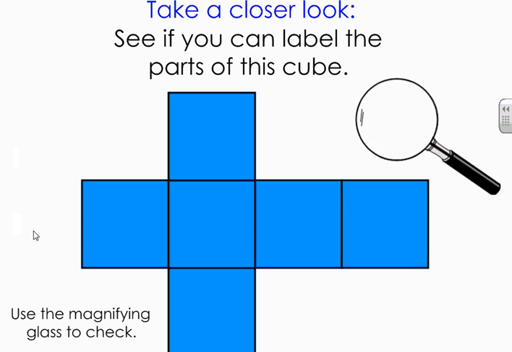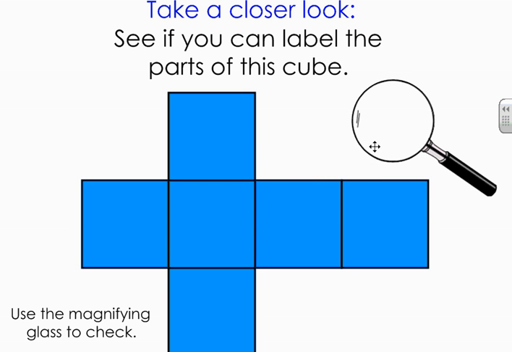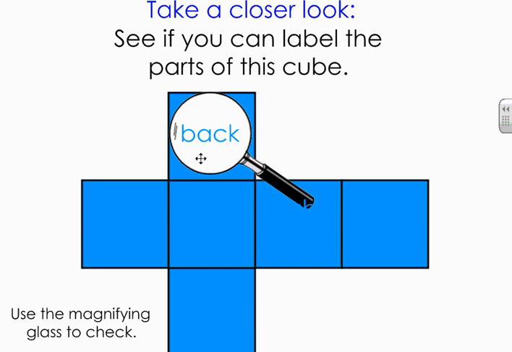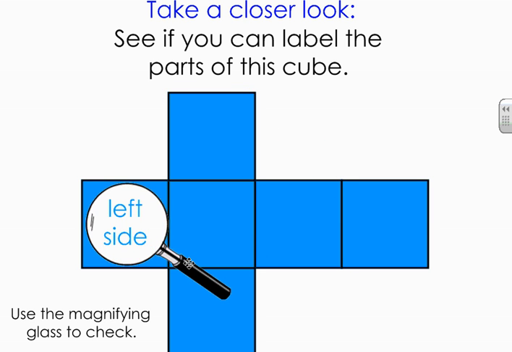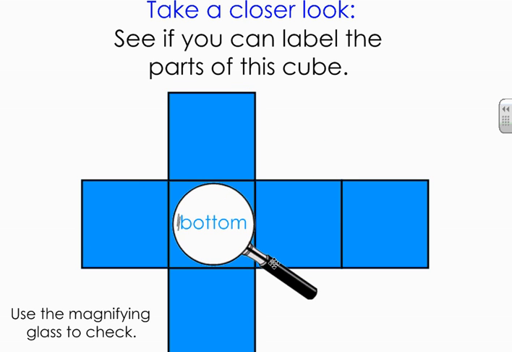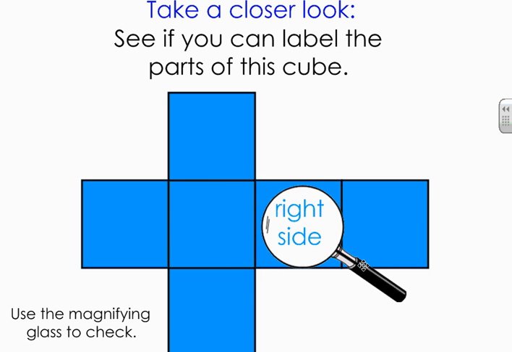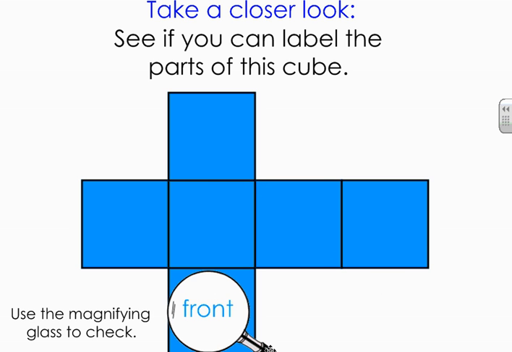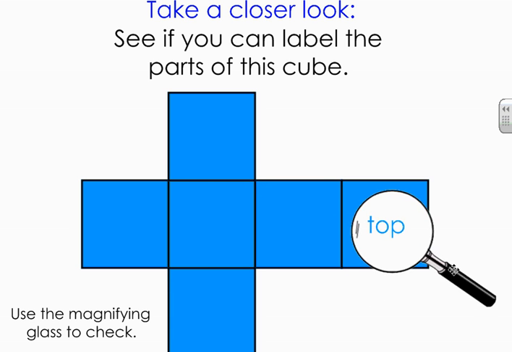Let's take a closer look at the net. When you take a closer look at the net, you can also see the labels and the parts of the cube. This right here would be the back of the cube. This here is the left side. This is the bottom or the base of the cube, the right side of the cube, and the front of the cube. And that would be the top of the cube.